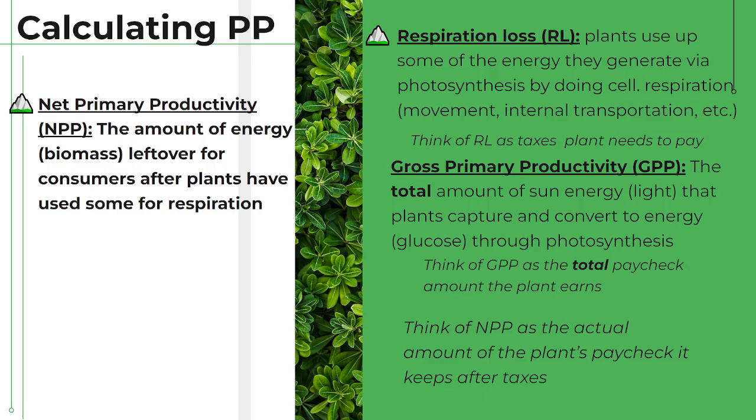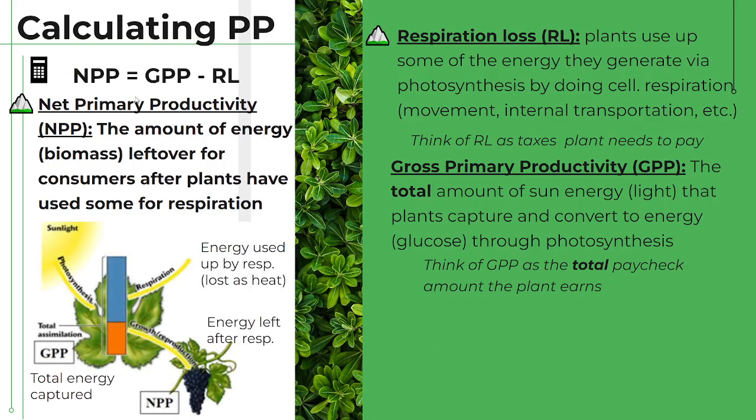The problem is plants also do respiration. So we are going to lose some of that primary productivity through the plant's own survival, breaking down its own sugars as part of cell respiration, which is why it stores sugar in the first place and does photosynthesis in the first place to support its own survival. So if we take gross primary productivity and we subtract respiration from it, we end up with the number that we're actually able to calculate, which is net primary productivity.